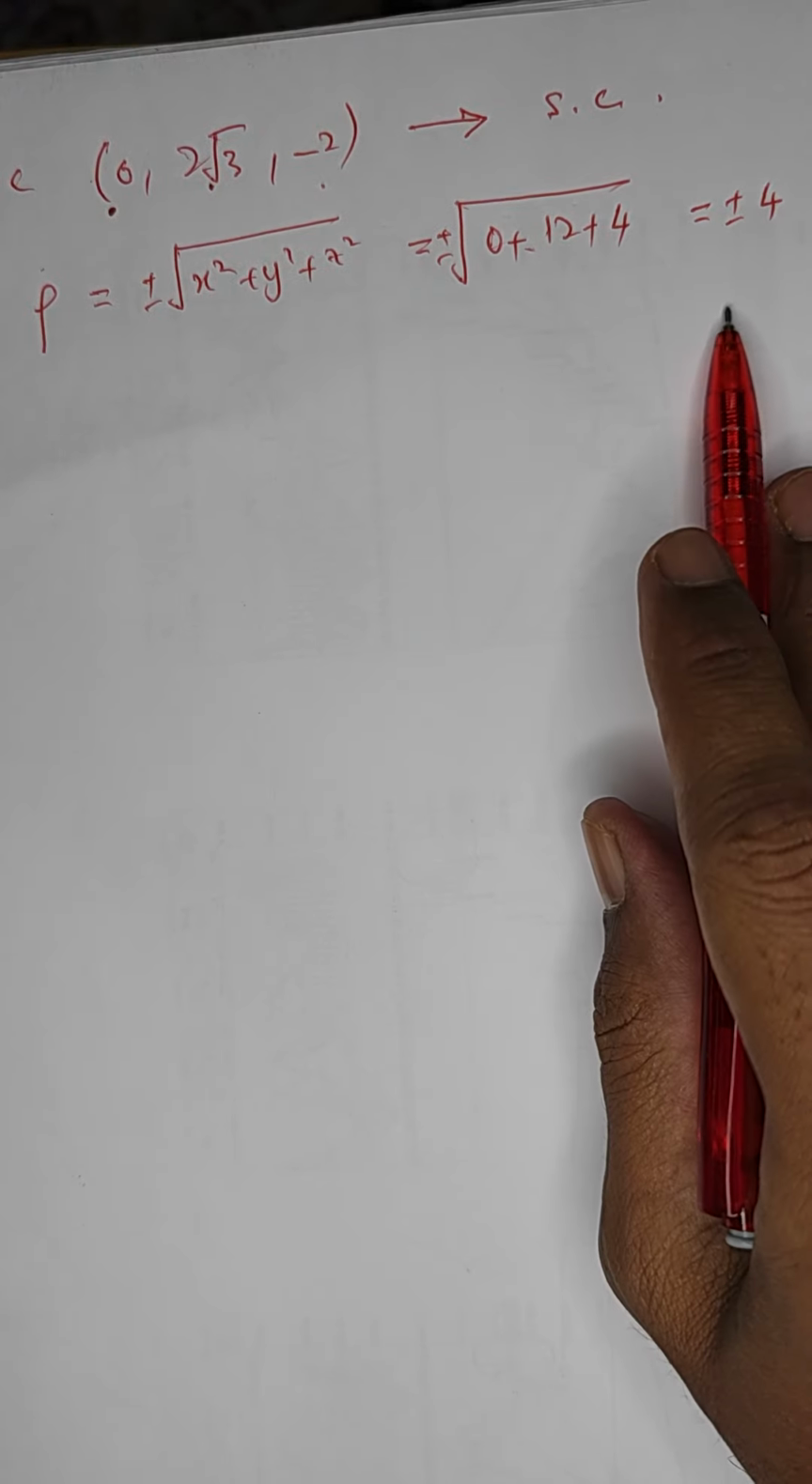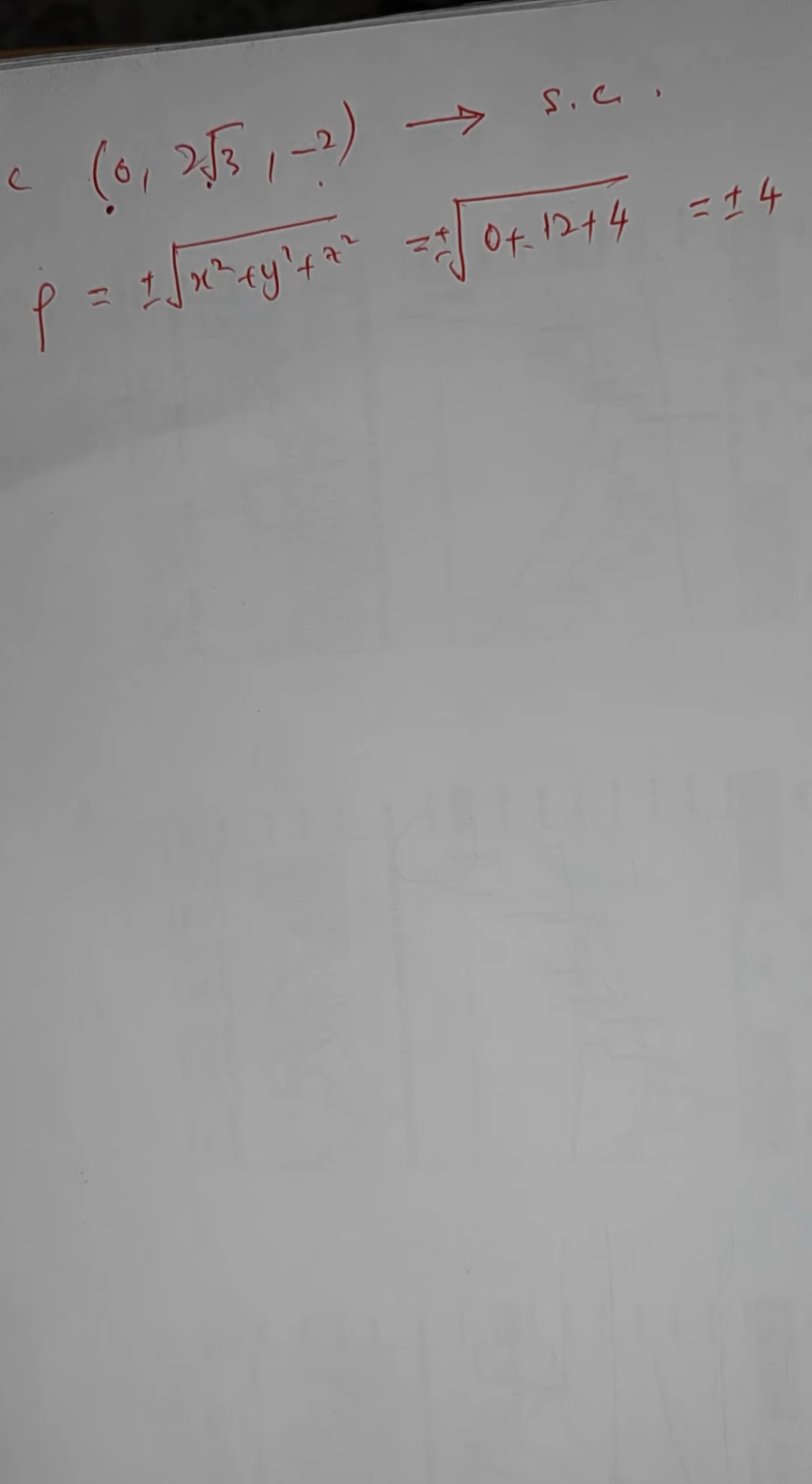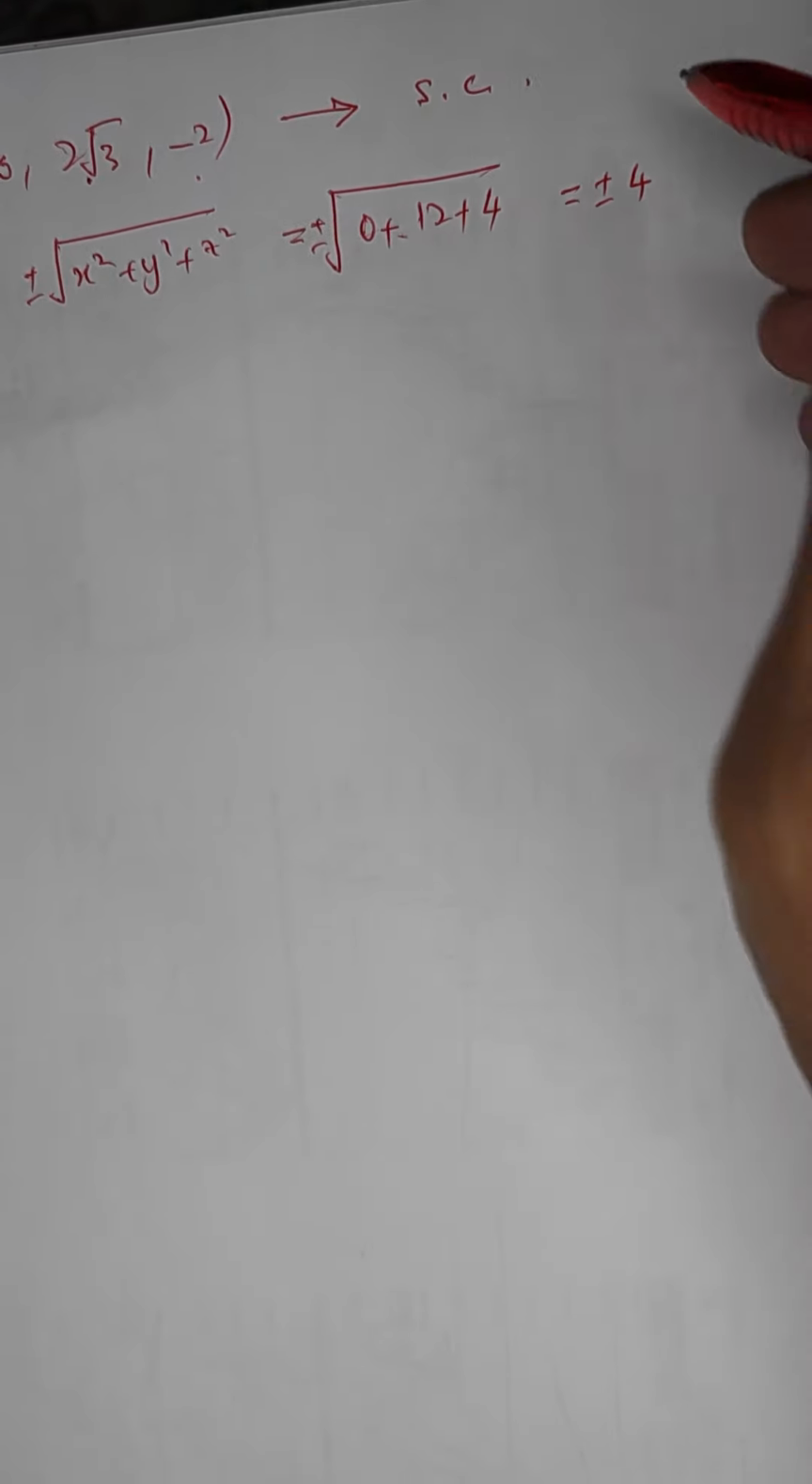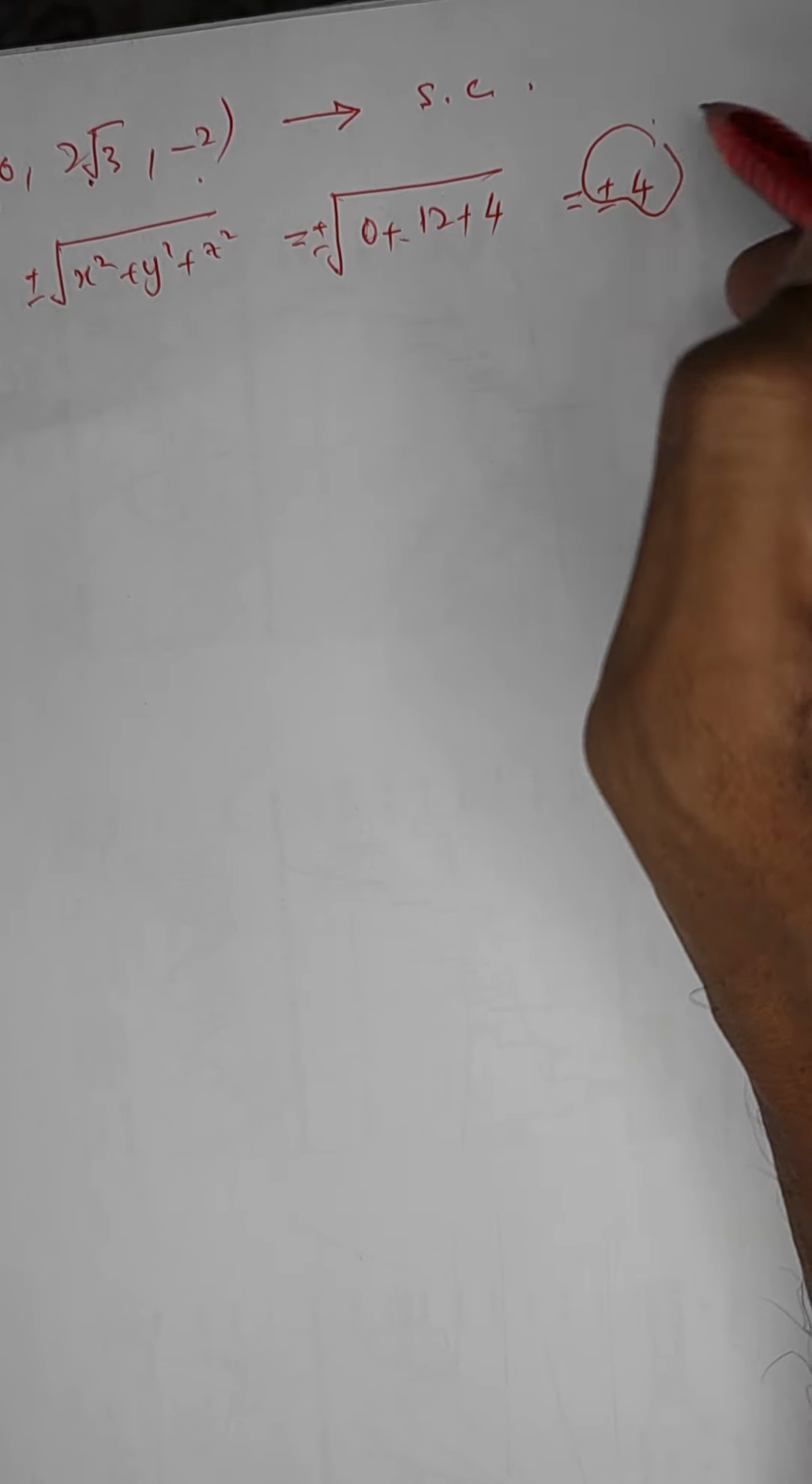Okay, so this is plus or minus rho. Can it be negative? Cannot. You can only consider the positive part, because rho is the radius of the sphere. You cannot take negative as a radius. So therefore we consider only the positive part.